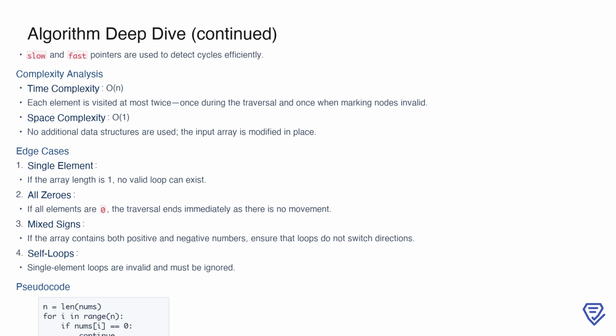Considering edge cases is also important. For example, if the array contains only a single element, no valid loop can exist. If all elements in the array are 0, traversal ends immediately as there is no movement. For arrays with mixed signs, we must ensure that loops do not switch directions partway through. Finally, single-element loops are explicitly invalid and must be ignored. These considerations ensure the algorithm is robust and handles a variety of input scenarios effectively.